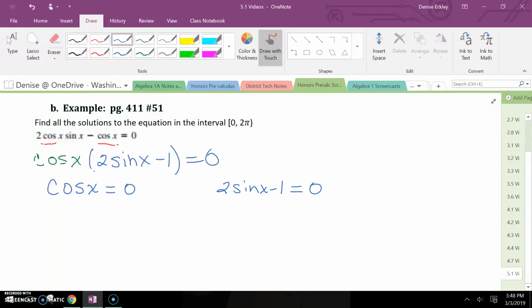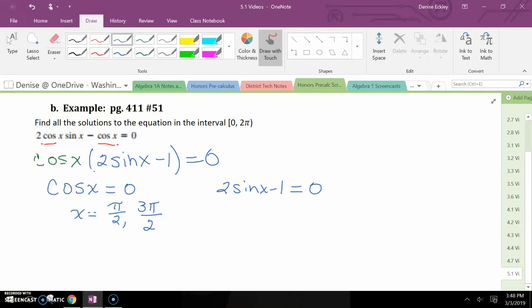So to find the values of cosine x equals 0, we just need to think in the unit circle what angles have a cosine value of 0. And so in the unit circle, that happens at pi over 2 and 3 pi over 2, because those two angles are on the y-axis, and the x value on the y-axis is 0, and cosine corresponds to our x value in the ordered pairs on our unit circle. So those are the two solutions for cosine x equals 0.